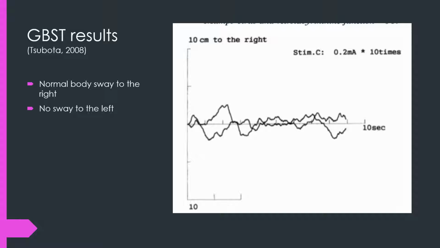So GBST results. There was a normal body sway when stimulation was occurring to the right side, but there was no sway to the left side, which is indicative of issues to the left nerve.